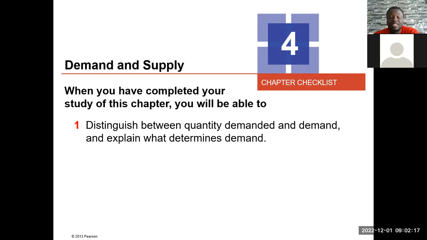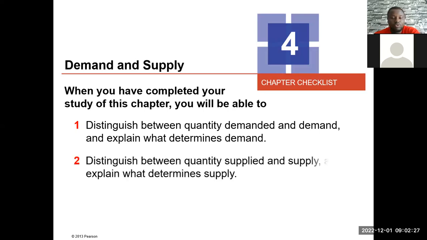So we'll look at what quantity demanded is, what demand is, and explain what determines demand. What are the factors that actually affect the demand for a commodity? Then we move on to the sellers. So we distinguish between quantity supplied and what supply actually is, and explain the factors that actually affect the quantity that sellers wish or desire to offer for sale.